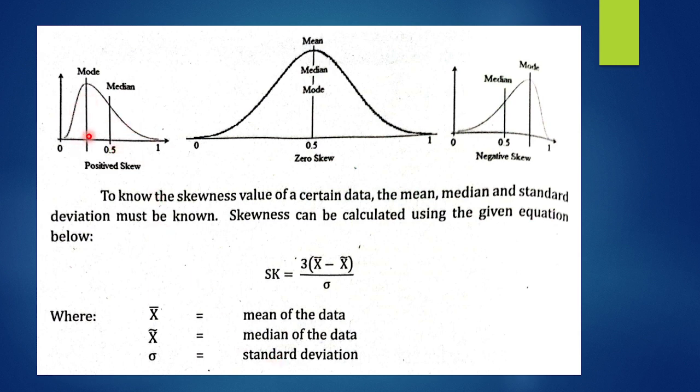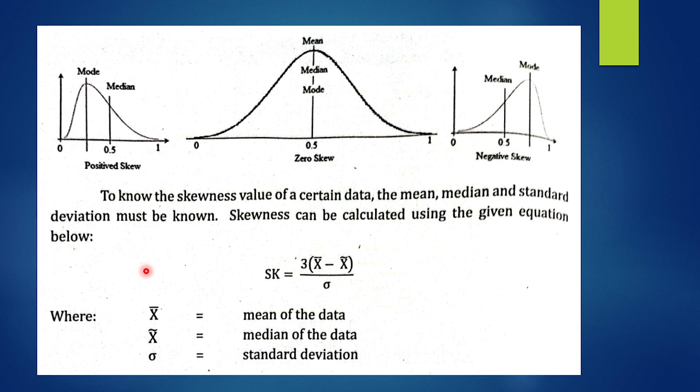So this is what it means. And then for the zero skew, this one, the mean, the median, and the mode are at the 0.5 point, or in the center. And then for the negative skew, this is the center. If this would be the zero, the 0.5 is the center. So the negative skew has its hump on the right, while the positive skew has its hump on the left side. Okay, so to know the skewness value of certain data, the mean, median, and standard deviation must be known.